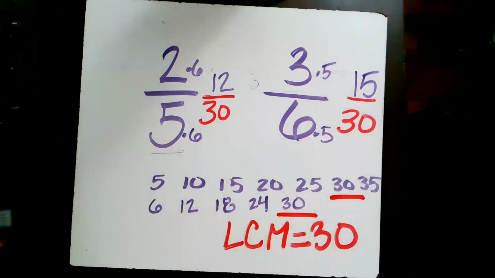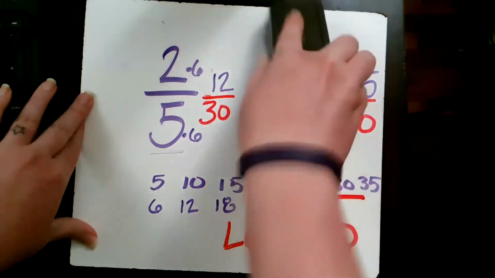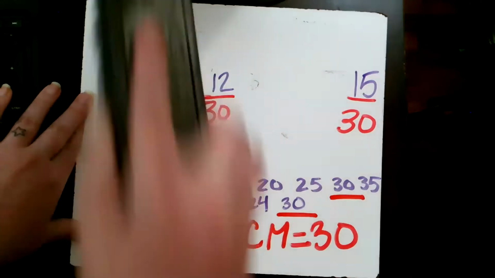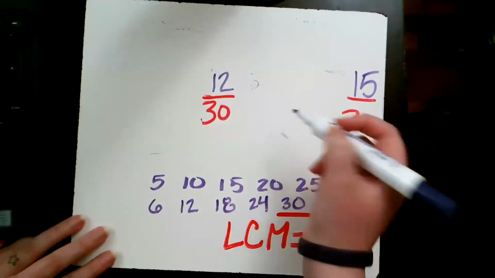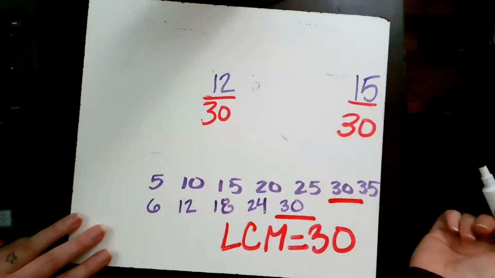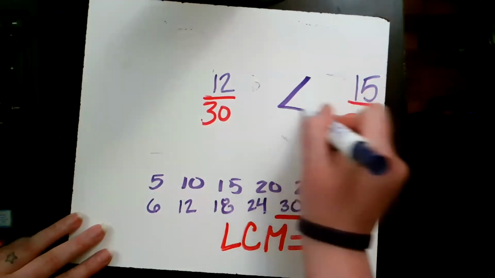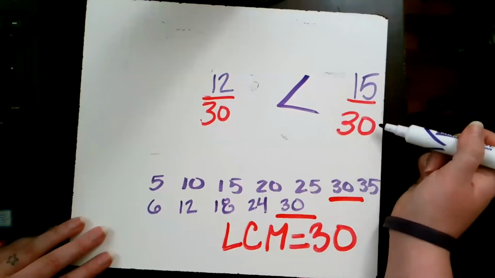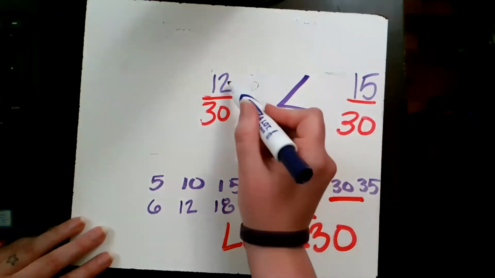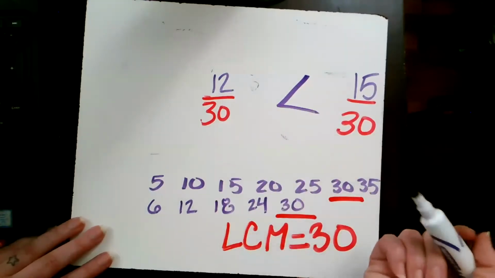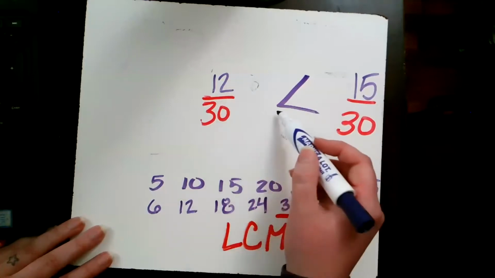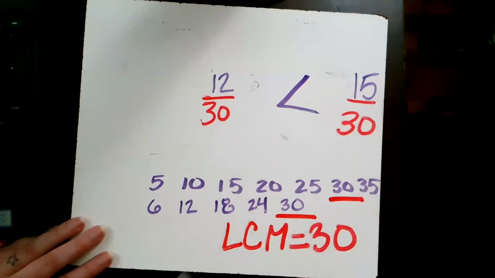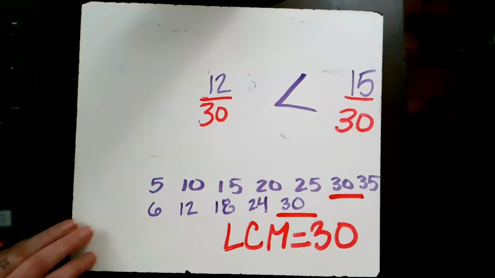Let's get rid of our work and see what we have left. If I was comparing these two, I would say that 15/30ths is greater than 12/30ths. Or you can always say it the other way: 12/30ths is less than 15/30ths. That's the other way to look at it.